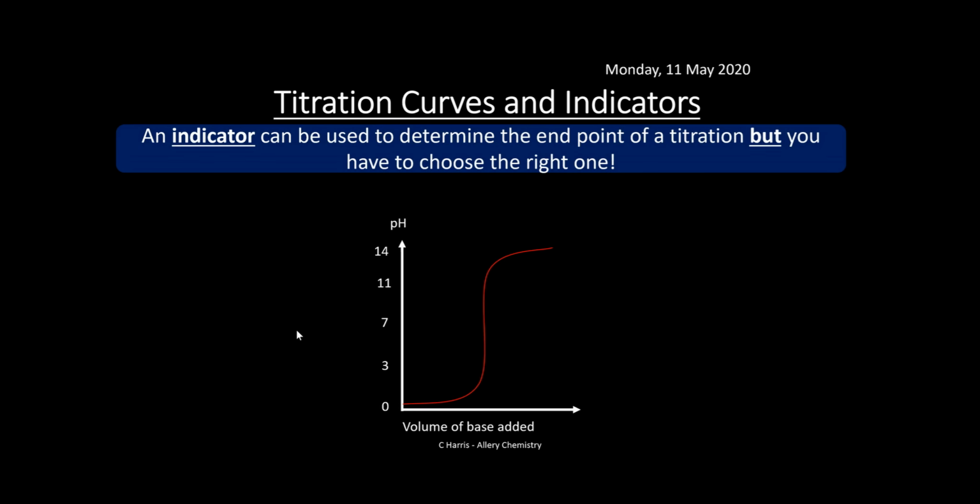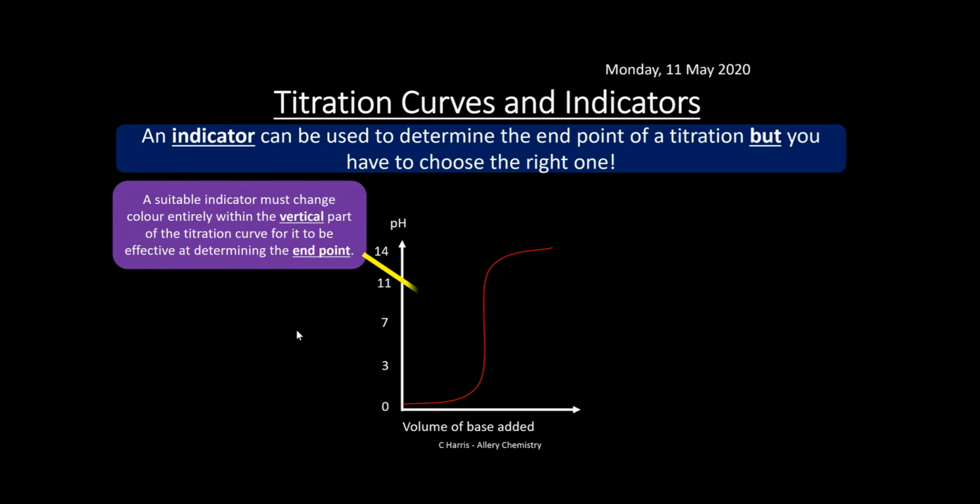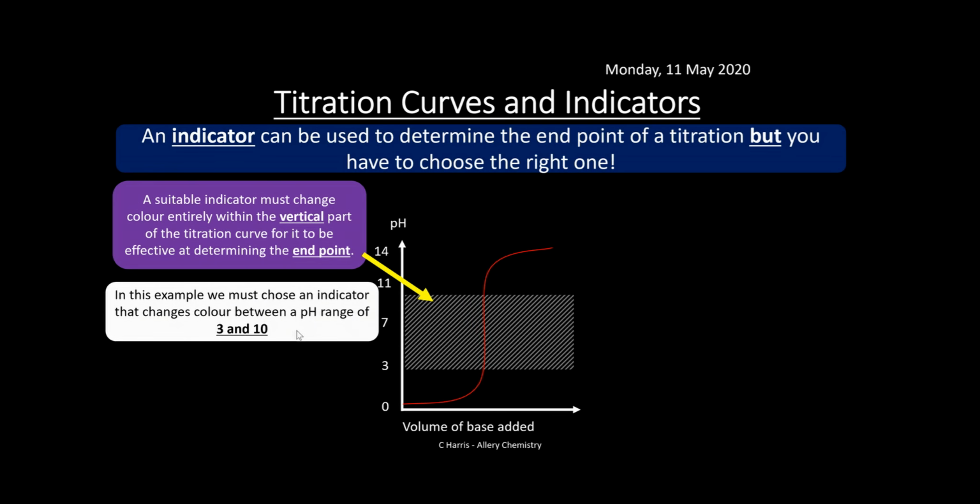Okay, so obviously we've looked at titrations. Remember we mentioned that you've got to add an indicator into your conical flask. And that indicator actually tells us where that endpoint is. And the endpoint is the vertical bit on the graph. But what we've got to do is choose the right one. There isn't just one indicator that fits all. Indicators change in different ranges. So a suitable indicator must change colour entirely in the vertical part of the titration curve, because that's the only way in which we can determine where the endpoint is.